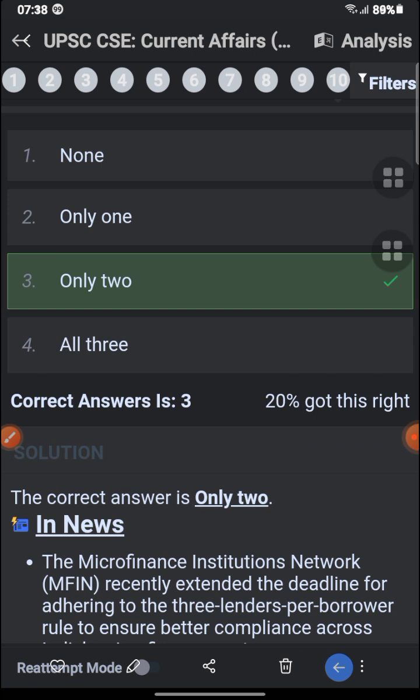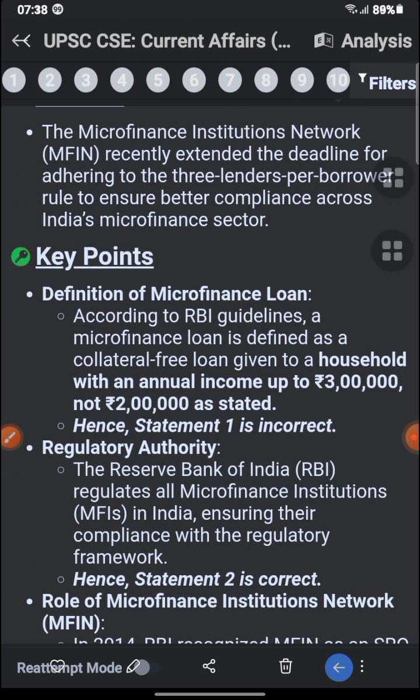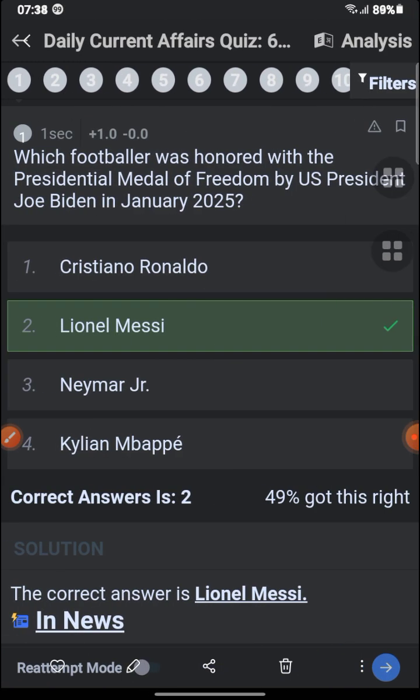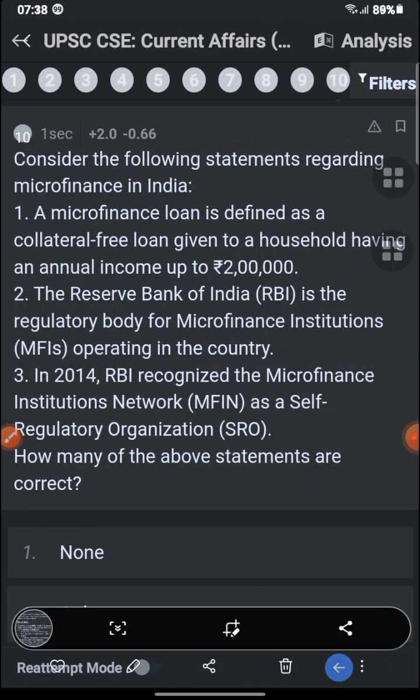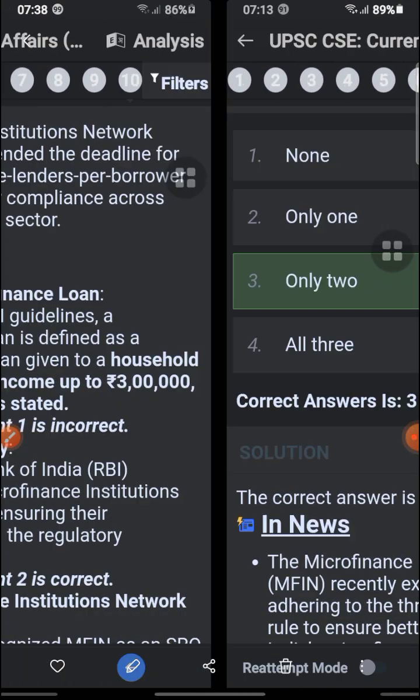The microfinance institutions network recently extended the deadline for adhering to the three lenders per borrower limit to ensure better compliance. So according to RBI, for a household with an income of 3 lakh, not 2 lakh, it is 3 lakh. Okay, the RBI regulates all the microfinance institutions and ensures their compliance. The role of the microfinance network is very good because I told you that it is a self-regulatory organization also.